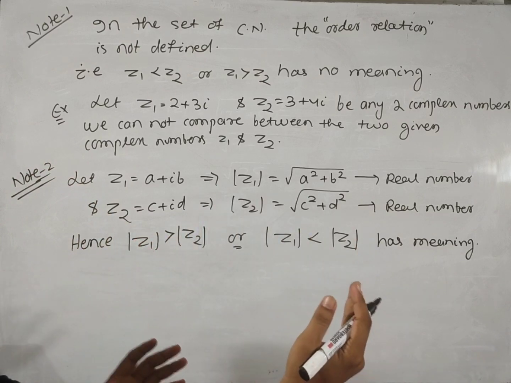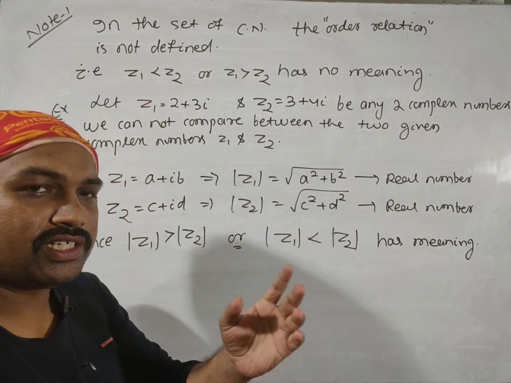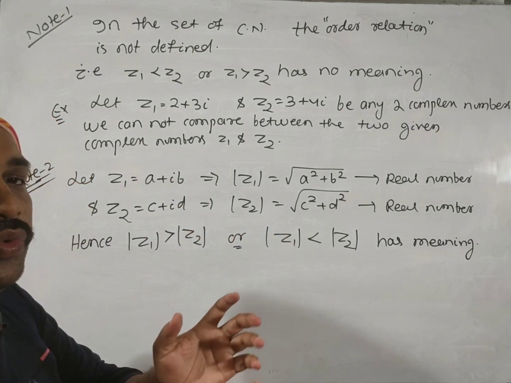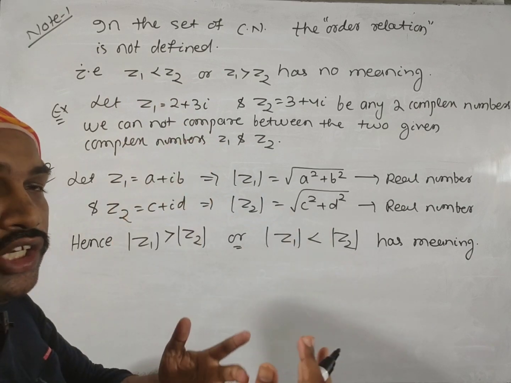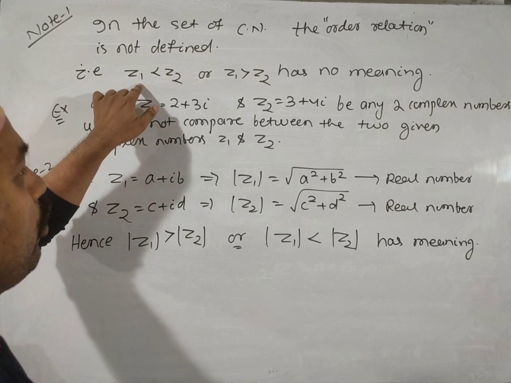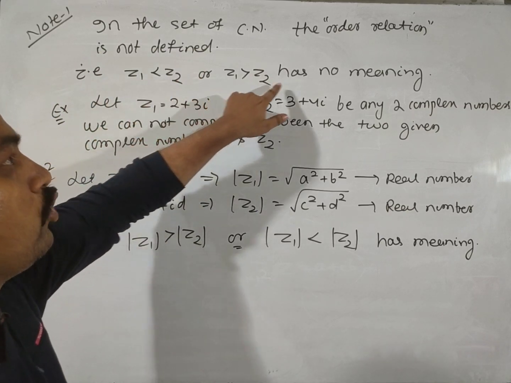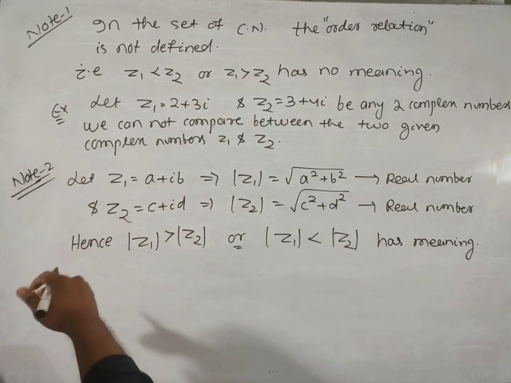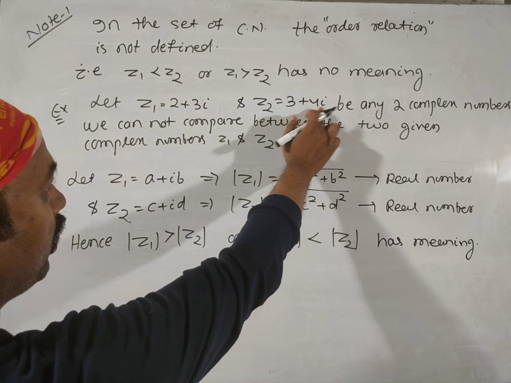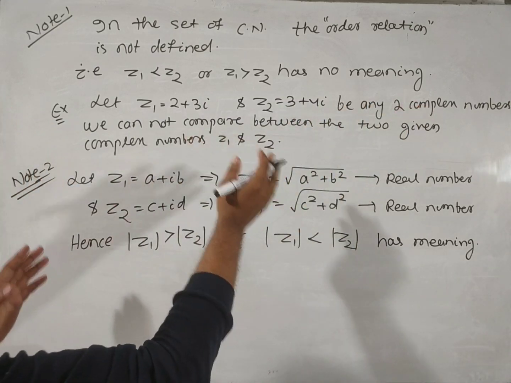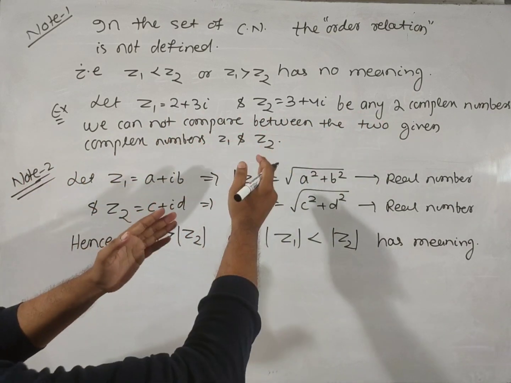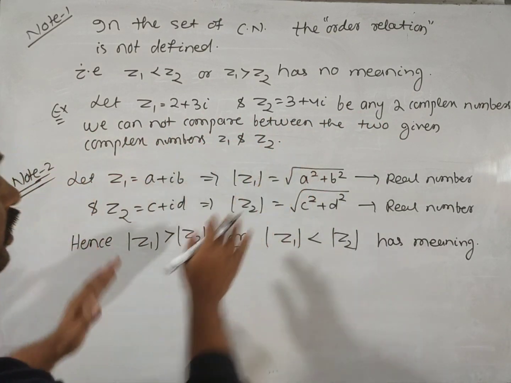Suppose z1 and z2 are any two complex numbers, then we cannot establish an order relation between z1 and z2. That means we cannot say whether z1 is less than z2 or z1 is greater than z2. So it is written that z1 less than z2 or z1 greater than z2 has no meaning. This is invalid. Suppose let us consider z1 is equal to 2 plus 3i and z2 is equal to 3 plus 4i, any two complex numbers. Then in this case we cannot compare the two given complex numbers z1 and z2. That means the order relation is not defined here.